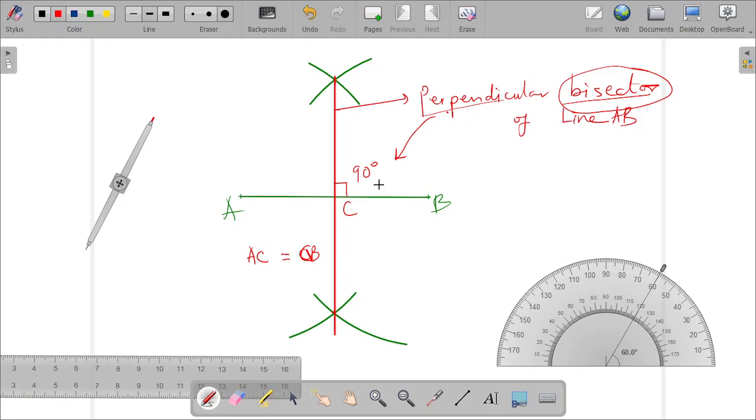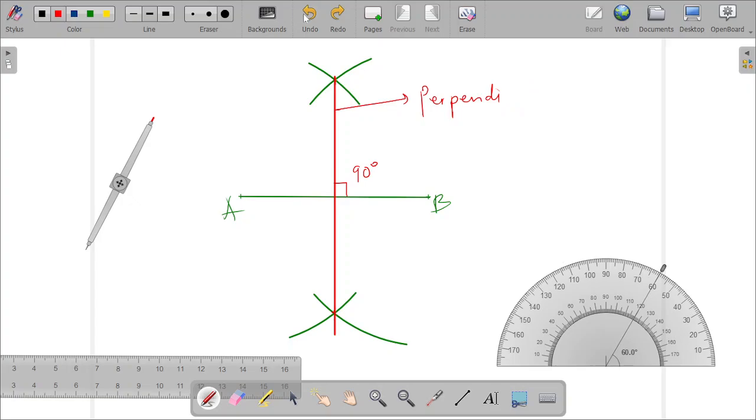So the angle between this red line and this grid line is 90 degrees. So that's how you construct angle 90 degrees. You construct angle 90 degrees by just constructing the perpendicular bisector of a straight line. All right. Now let's confirm our angle if it is 90 degrees.